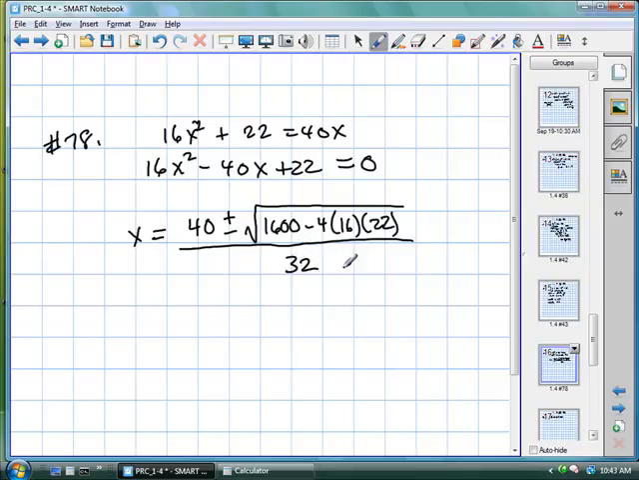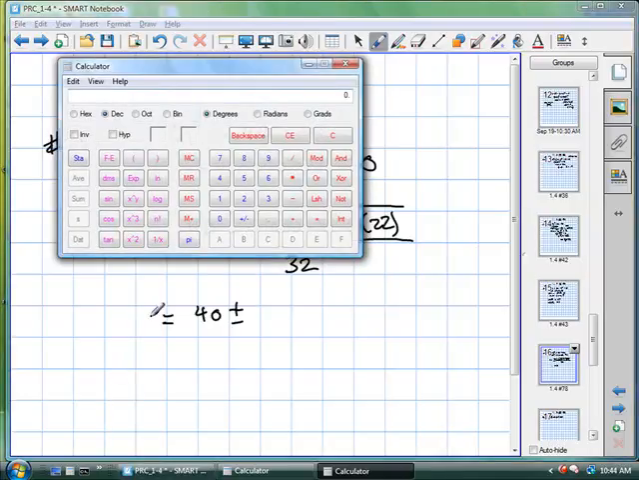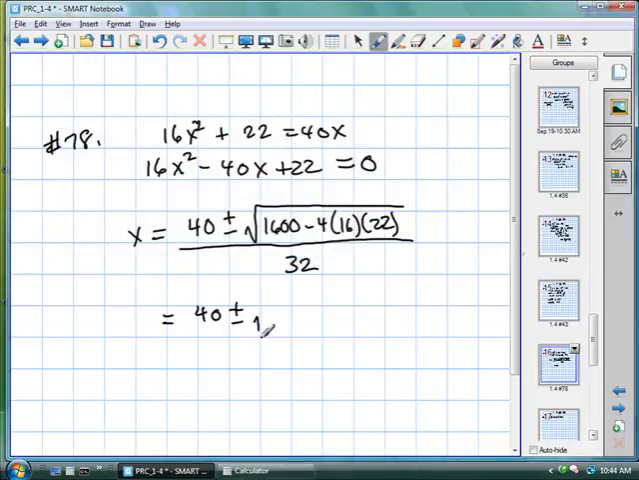All right. So now we got to do a little arithmetic here. 4 times 16 times 22. See what that is. Well, it's 64 times 22. And that means it's what, 192?